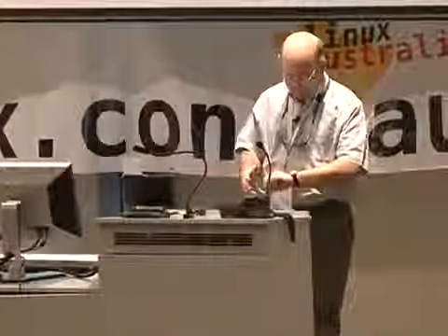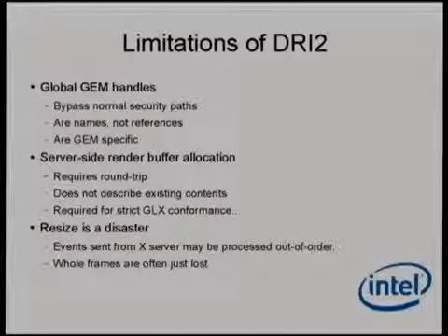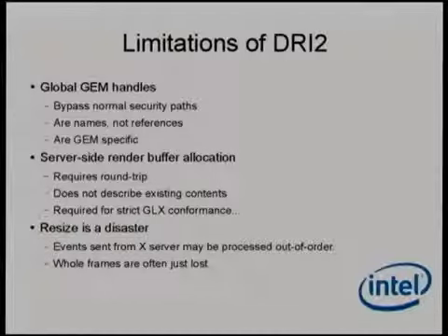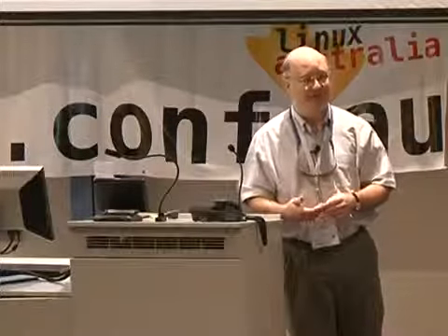Okay, so what are the limitations of DRI2? One of the big problems we had with DRI2, as soon as we came up with this fine plan, is the security guys went bananas. It's like, you've introduced a new namespace with no hooks into the security infrastructure in the kernel. This is awesome. I don't see possibly how this could go well.